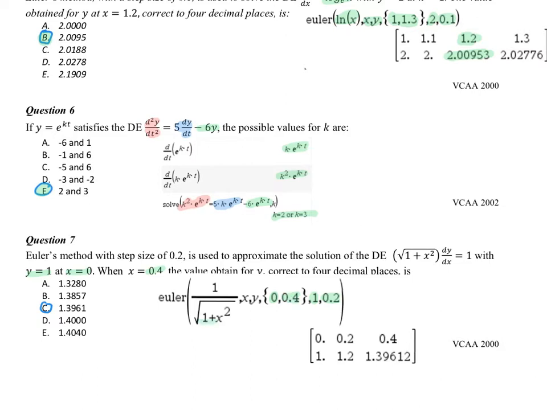Make sure your rule is put in correctly. Obviously that was the first little trick here. What was dy/dx equal to? So we had to rearrange. And so at x equal to 0.4, we get 1.3961, which is option C.